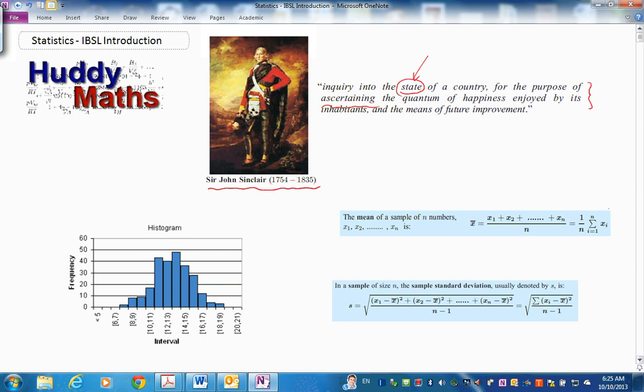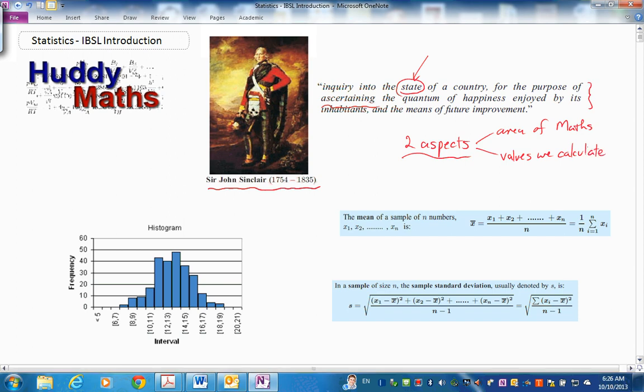Anyway, statistics, there are two aspects to the word statistics. First of all, it's the area of mathematics that deals with that. That is, we're trying to collect data and analyse it and say something about it. And then it's the other one, it's the values we calculate from a data set, from data that we have actually collected. Values we calculate are sometimes called statistics.